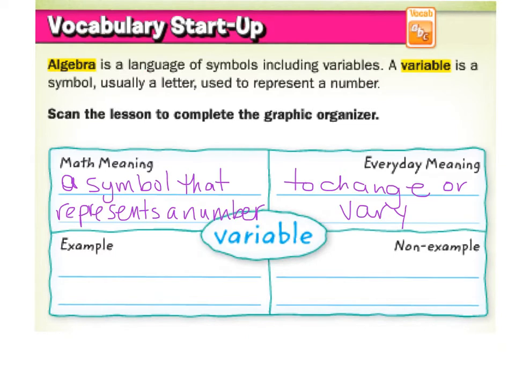Like we might say variable winds, like the winds are going to be changing. They might be stronger in the morning and calmer in the afternoon and then get much stronger again in the evening when it gets dark out. That's variable. So for examples of variables, most often in math we use x, we see a lot of y's, n, a lot of times a. Non-examples would be 3, 7, 22, -3, because those are actual numbers.